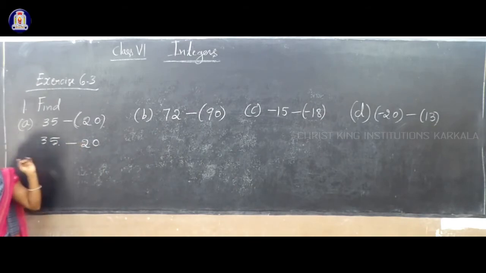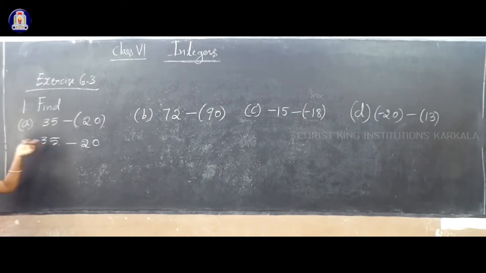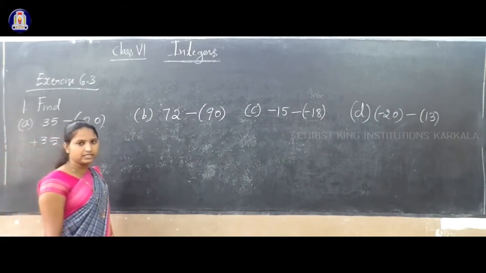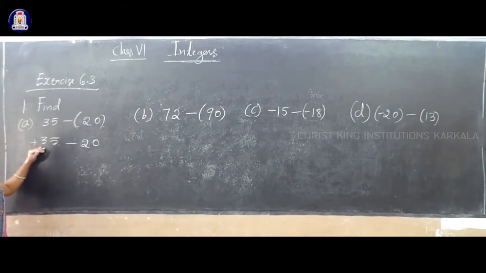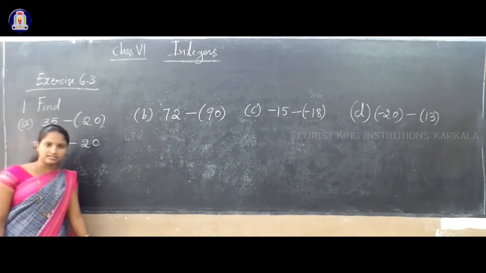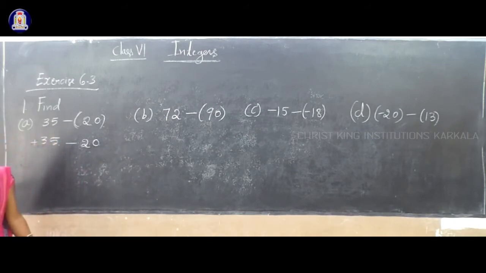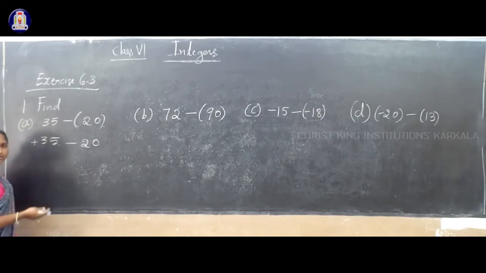What is the answer? See the sign. What is the sign of 35? There is no sign, but you know, if there is no sign, the sign is a plus. Clear? If the sign is not written, then you will consider there is a sign, that is a plus. Plus 35 minus 20. The sign is different. Plus minus. Different sign, isn't it? So different sign means subtraction. So if you subtract 35 minus 20, what is 35 minus 20?